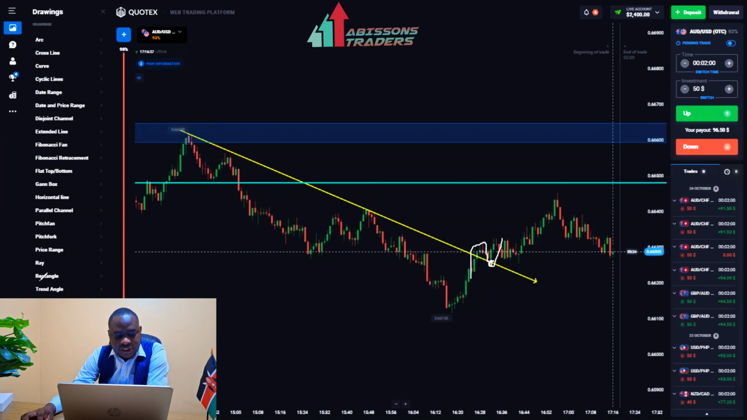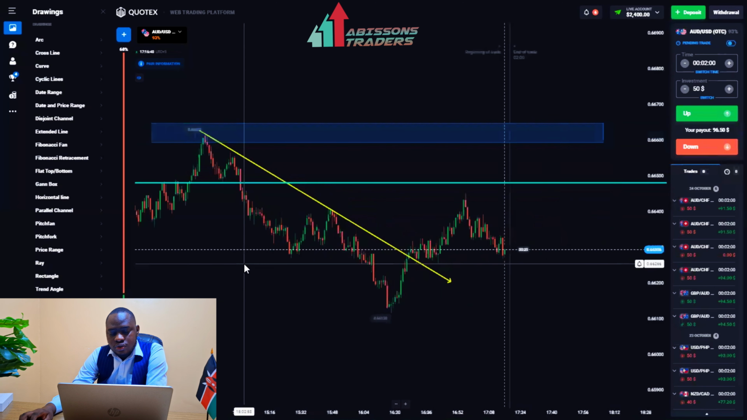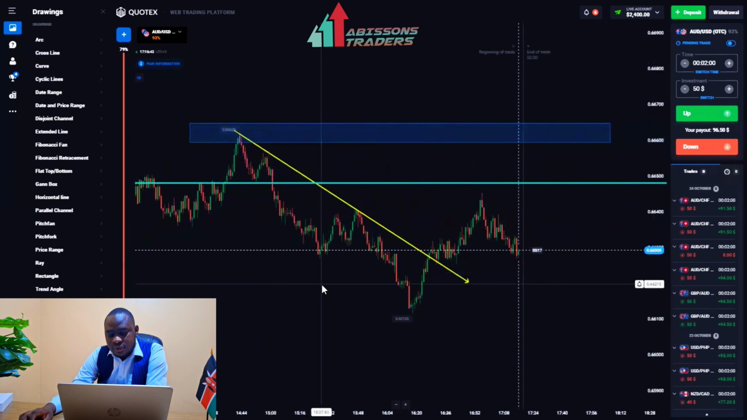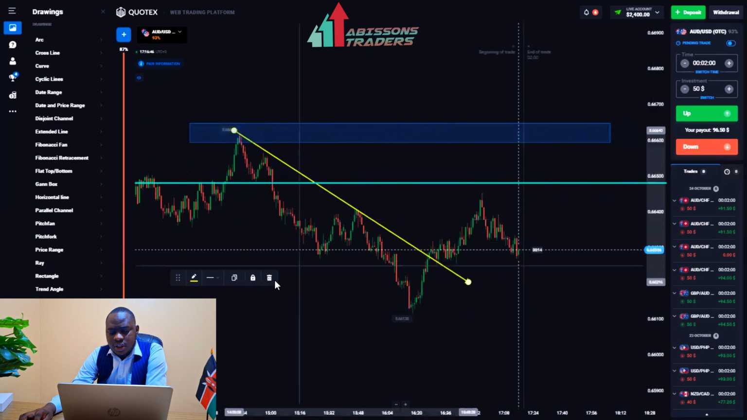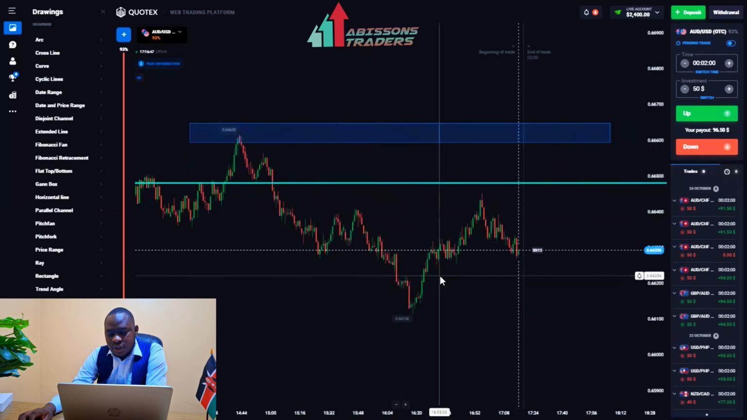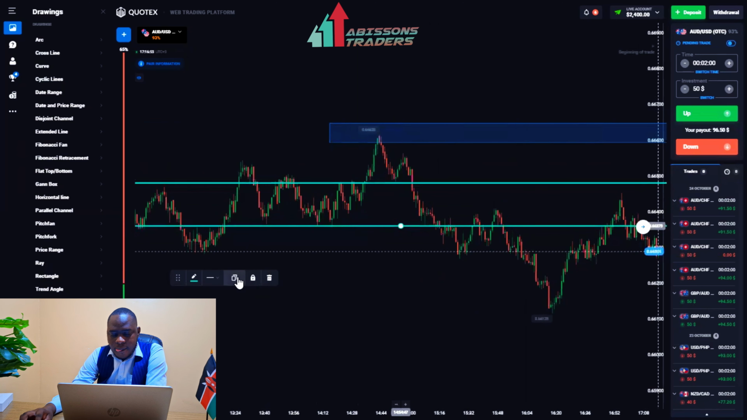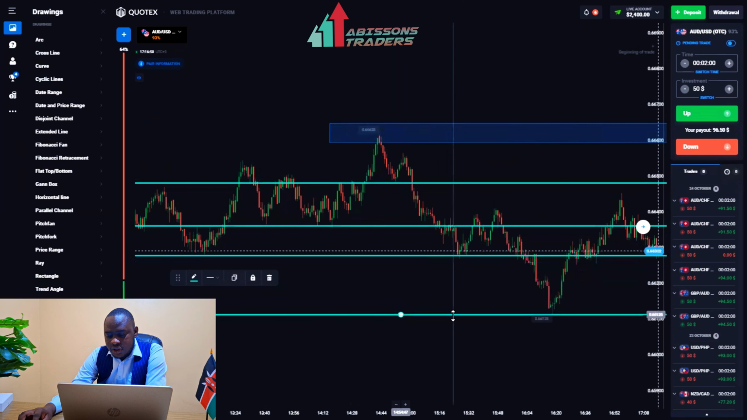So that's a diagonal zone. Diagonal zones are good for identifying trends. So now let's delete this one and mark the horizontal zone. So the horizontal zones, we have this one, we have this one, and we have this one.